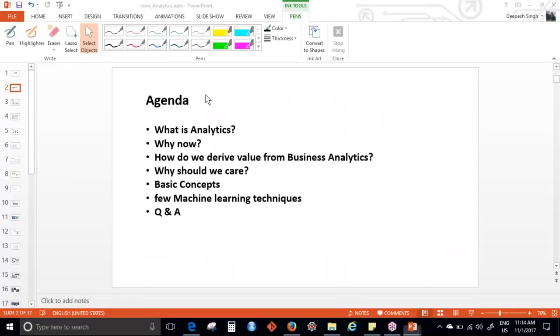So this will be the agenda for the session. First I will talk about what is analytics and why the world has suddenly gone crazy for analytics and artificial intelligence. How do we derive value from business analytics? Why should we as students care? Then I'll start with a few basic concepts, a few machine learning techniques, and then the question and answer round. But you are free to ask me questions anytime.